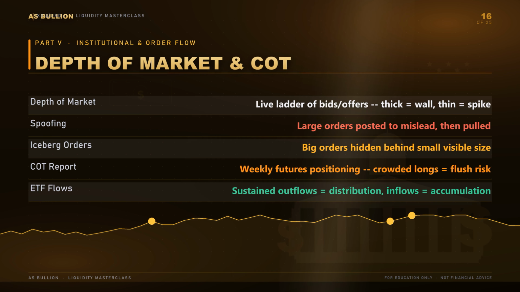The depth of market shows resting intent. The tape shows what actually traded. Read both. The COT report from the CFTC gives a weekly breakdown of futures positioning. Extreme managed money longs mean a crowded trade vulnerable to a long liquidation flush.